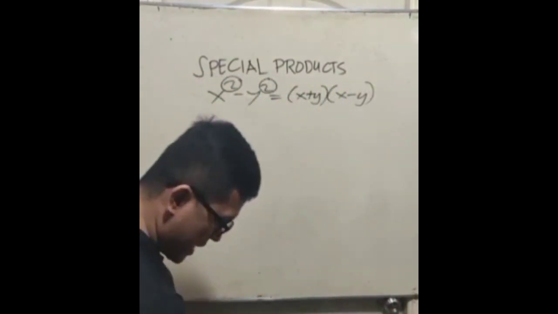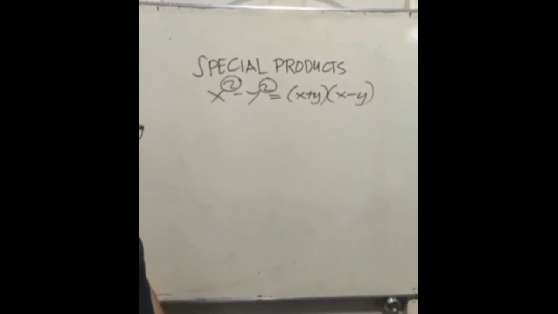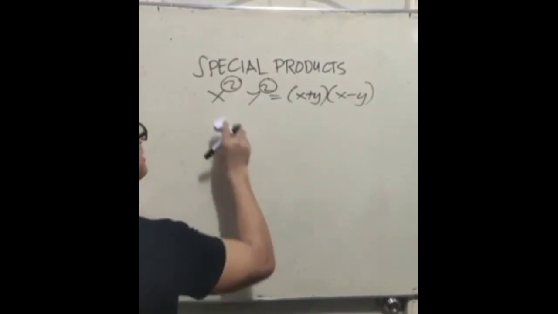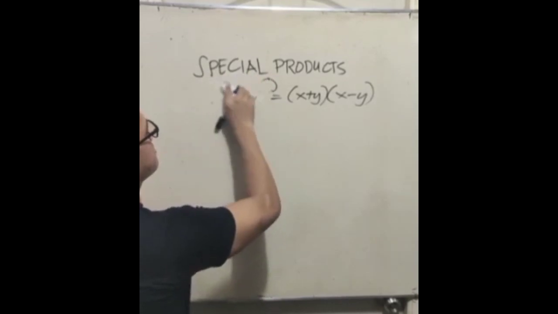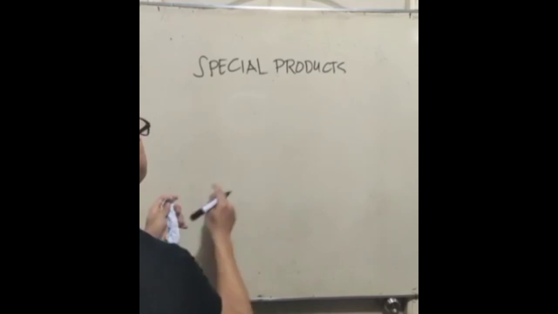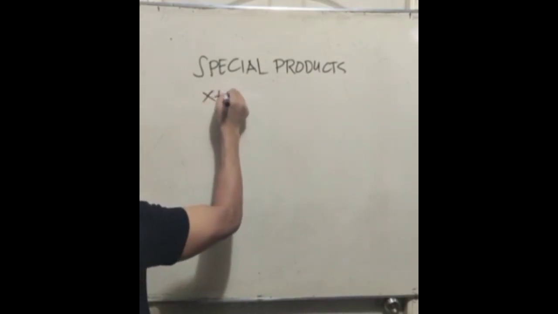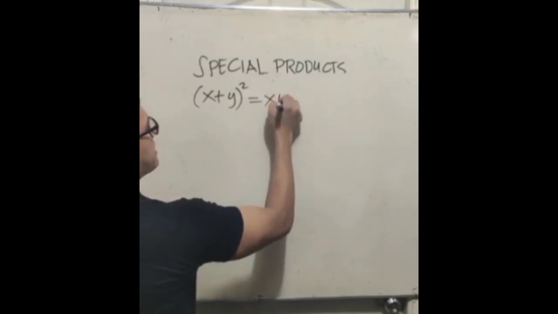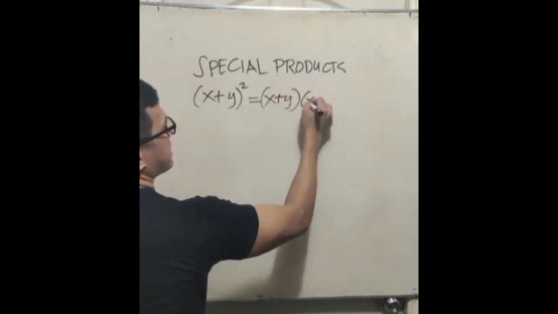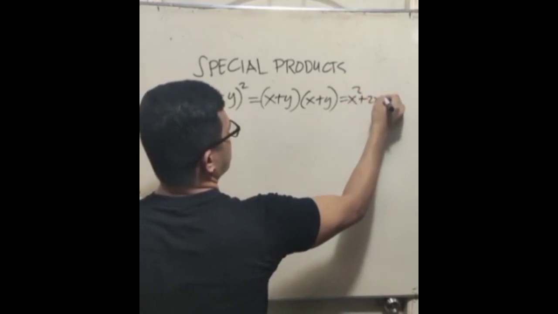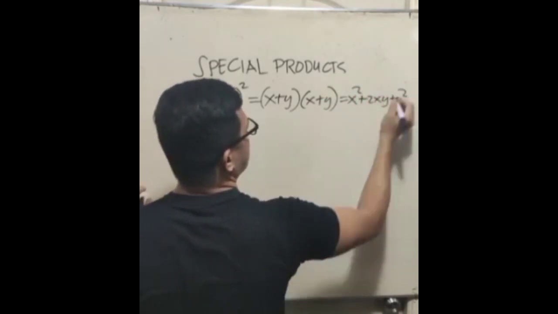Now, punta tayo dun sa may next one. Okay? Sa next tayo, pabalik-tarin ko na lang para mas madali. x plus y squared. This is equal to x plus y times x plus y. And so that is x squared plus 2xy plus y squared.